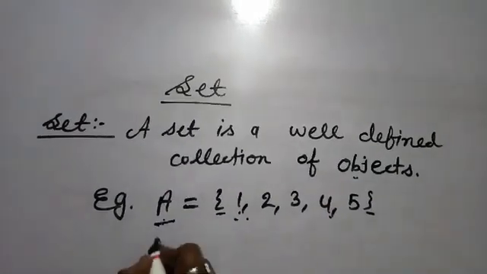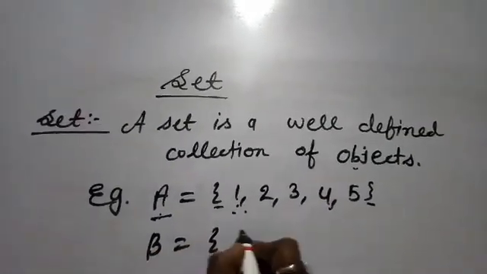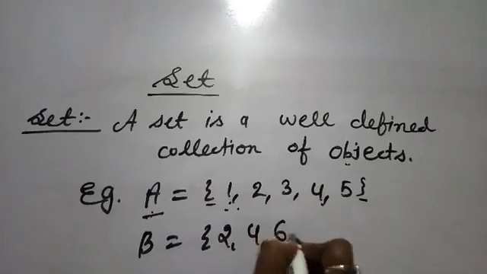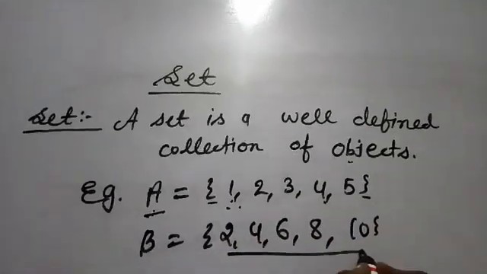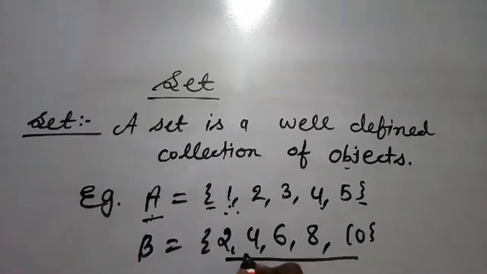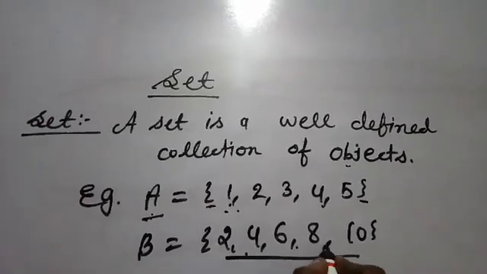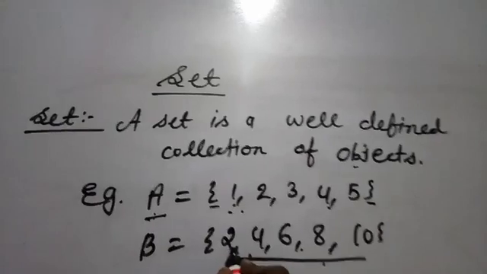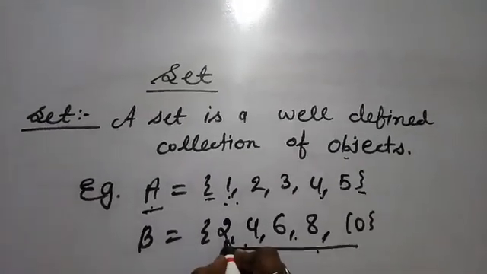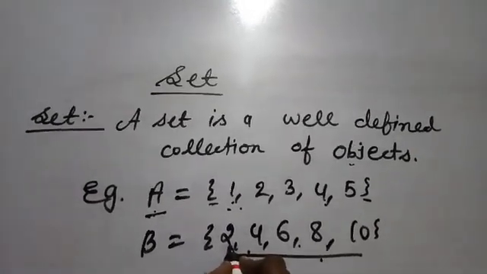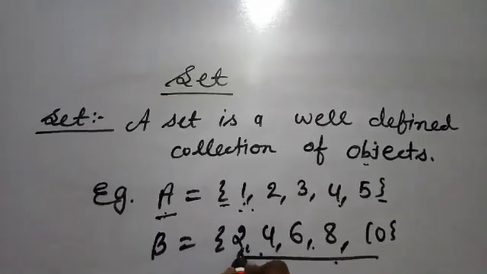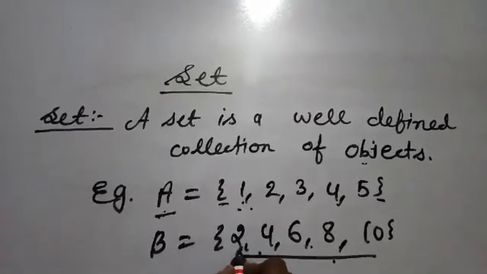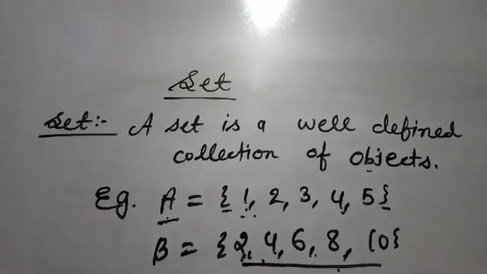Now take one more example, that is 2, 4, 6, 8, 10. When we see all the elements of set B, there is a common quality. What is the common quality? All these numbers are even numbers, and also we can say that all these numbers are multiples of 2. Now our next topic is the representation of a set.